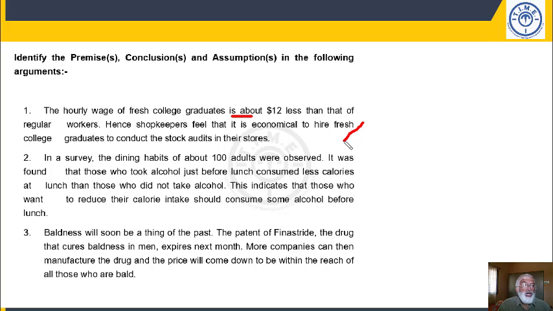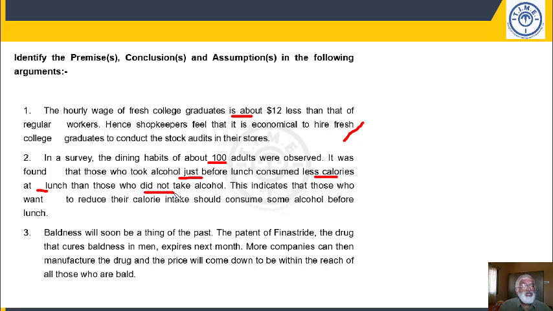And that's your assumption. In a survey, the dining habits of about 100 adults were observed. It was found that those who took alcohol just before lunch consumed less calories at lunch than those who did not take alcohol, which means there was a survey. They surveyed about 100 adults, that's a premise. And in surveying these 100 adults, you gathered certain information. What is that? Those who took alcohol just before lunch consumed less calories at lunch. Okay, so more alcohol, less calories than those who did not take alcohol, which means we realized that those who didn't take alcohol probably took more calories. Okay, this indicates that those who want to reduce their calorie intake should consume some alcohol before lunch.